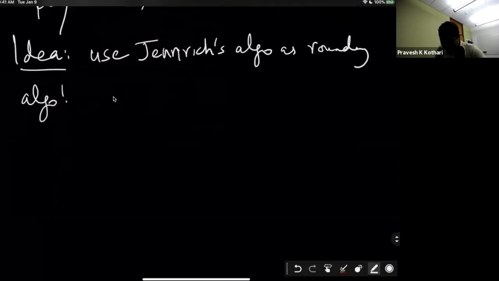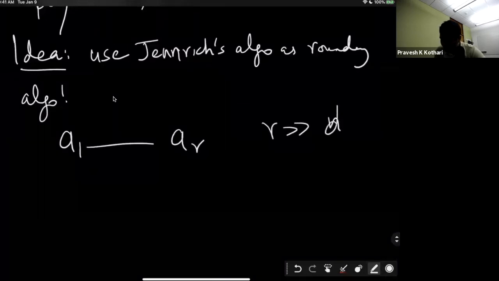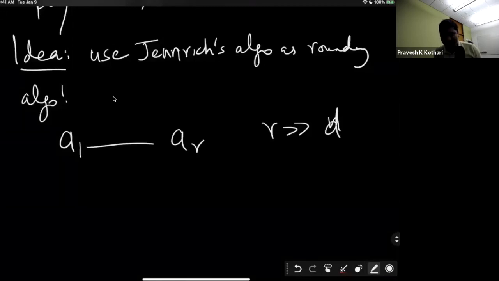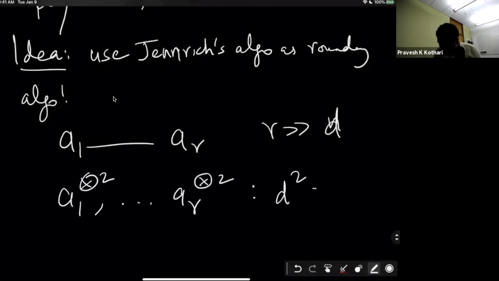Okay. So let's say you have A1 up to AR, and R is much, much bigger than D, the dimension. Now, you can't quite apply Jennrich, right? But here's an observation. If I look at A1 tensor to the 2, up to AR tensor to the 2, then these are D square dimensional vectors. If these second tensor powers happen to be linearly independent, then I would be able to apply Jennrich's algorithm, right?